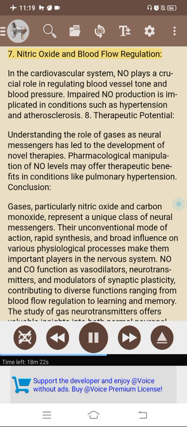7. Nitric oxide and blood flow regulation. In the cardiovascular system, NO plays a crucial role in regulating blood vessel tone and blood pressure. Impaired NO production is implicated in conditions such as hypertension and atherosclerosis.